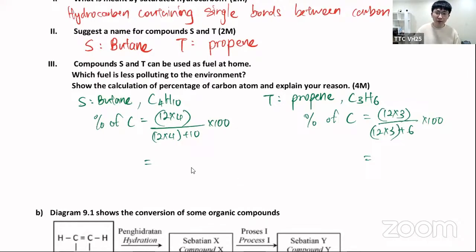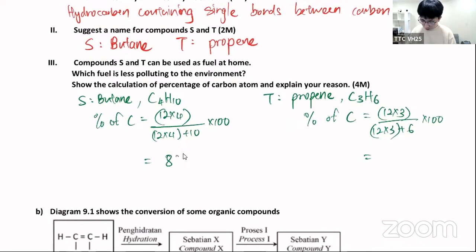What do you get for the first one? For butane? 82.76 according to Dylan. How about the second one? Propene?